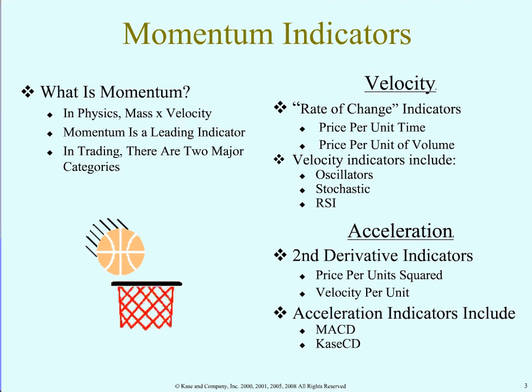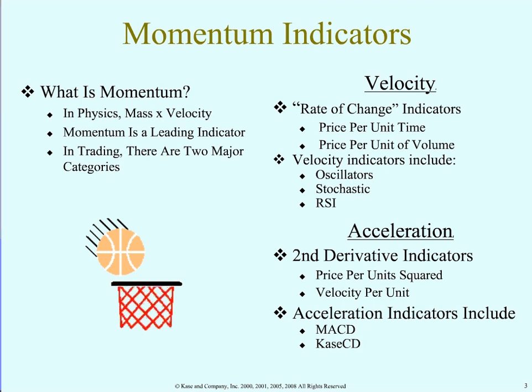Volume, because you can use that tick volume to create bars as opposed to time. So either one. Traditional velocity indicators include simple oscillators, which are basically the difference between two moving averages, the stochastic, the RSI. And then you've got second derivative indicators.